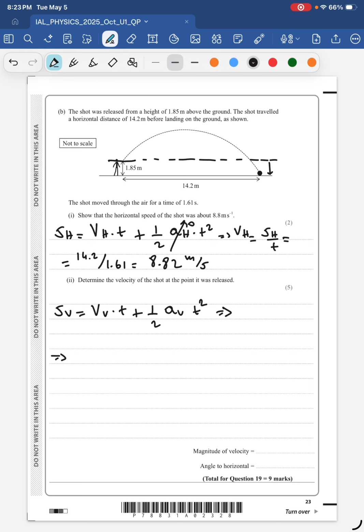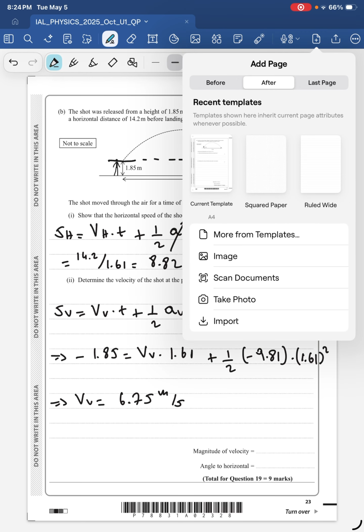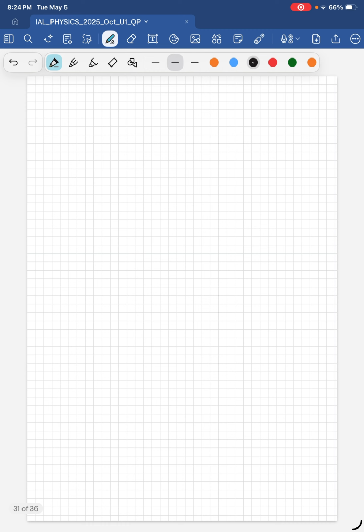The vertical distance covered is minus 1.85, and this is equal to the vertical velocity times 1.61, right? Plus 1/2 times the vertical acceleration, so minus 9.81, times 1.61 squared, okay? And if we solve this equation, we will find the vertical velocity to be 6.75 meters per second.